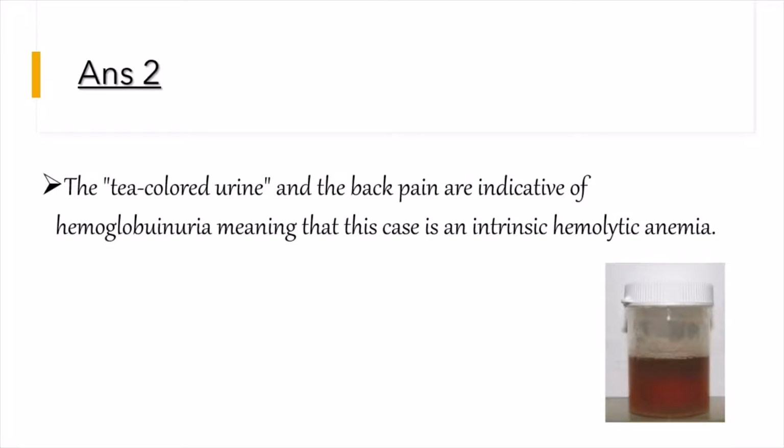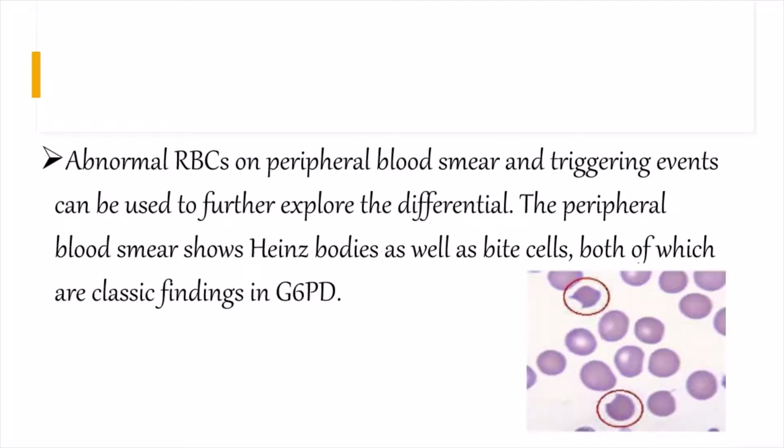Firstly, the tea-colored urine and the back pain are indicative of hemoglobinuria, meaning that this case is an intrinsic hemolytic anemia. Also, the abnormal RBCs on peripheral blood smear and triggering events can be used to further explore the differential. The peripheral blood smear shows Heinz bodies as well as bite cells, both of which are classical findings in G6PD deficiency.